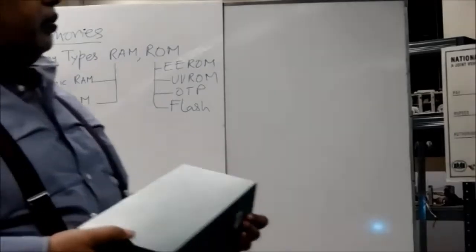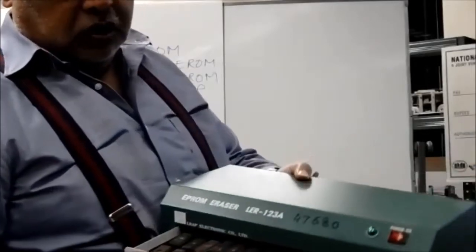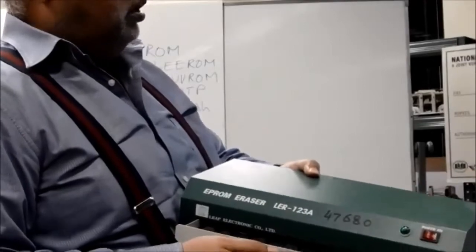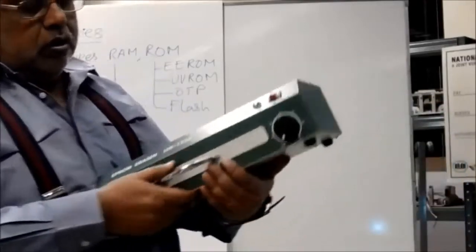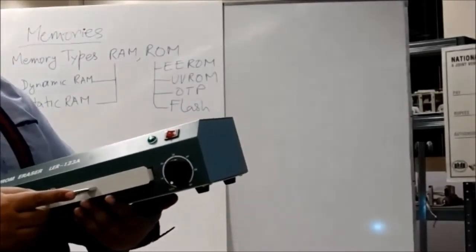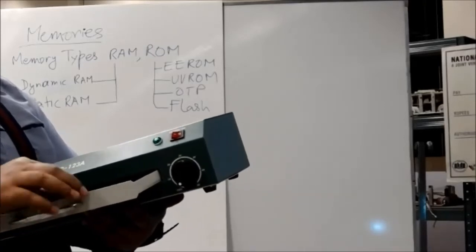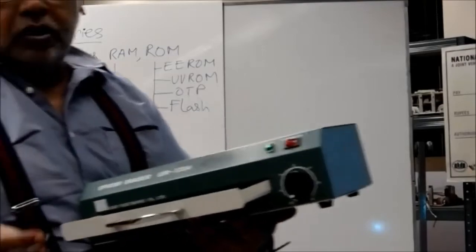So this is the eraser, UV eraser. You can put your ROMs here, and when you turn it on, you can set the time, and the UV lamp is inside this. So that UV lamp strikes these ROMs, and these ROMs get erased.